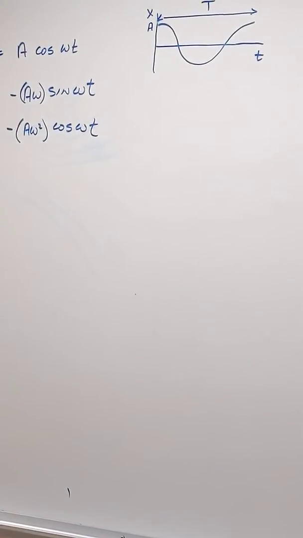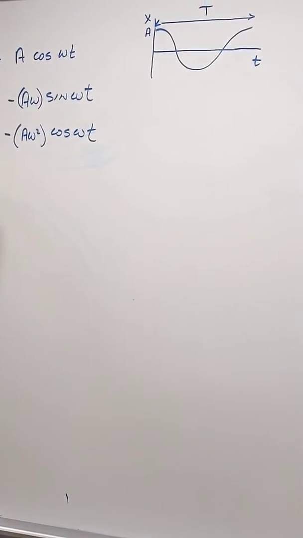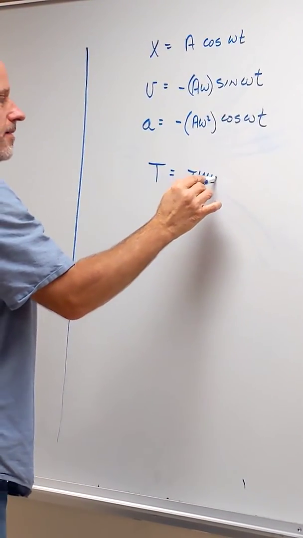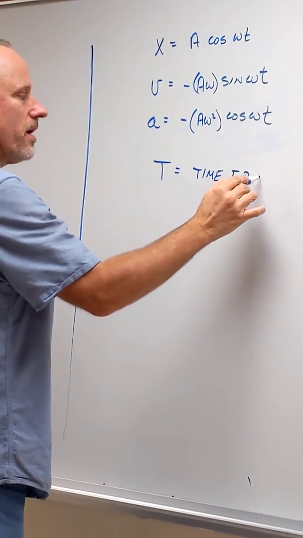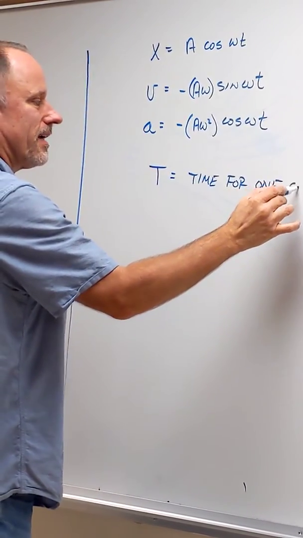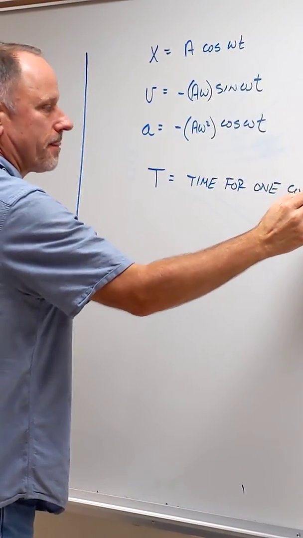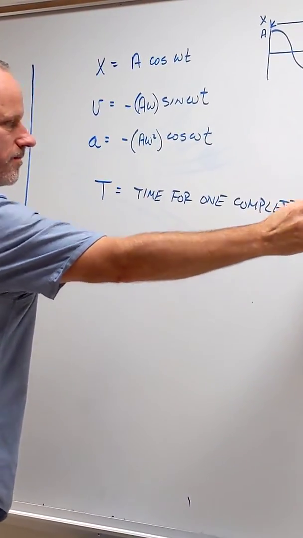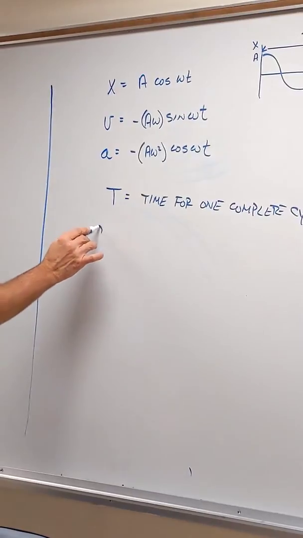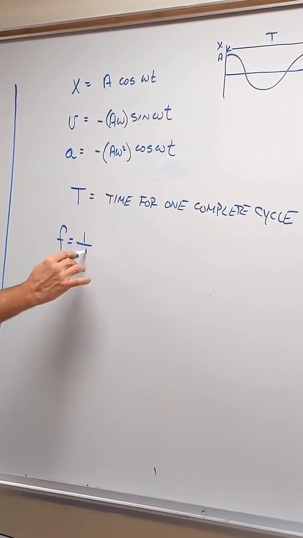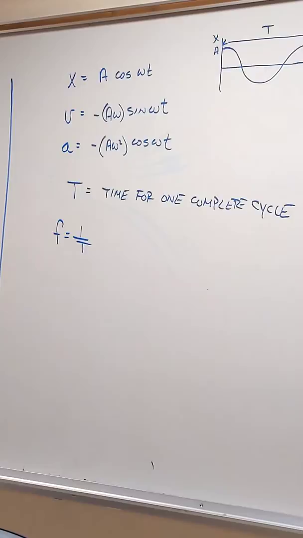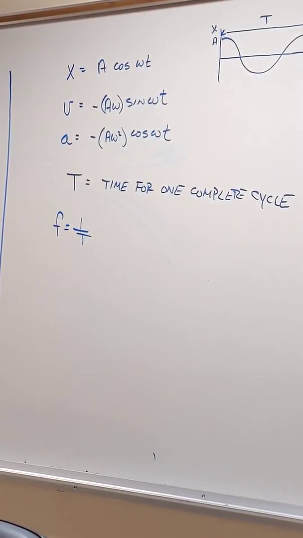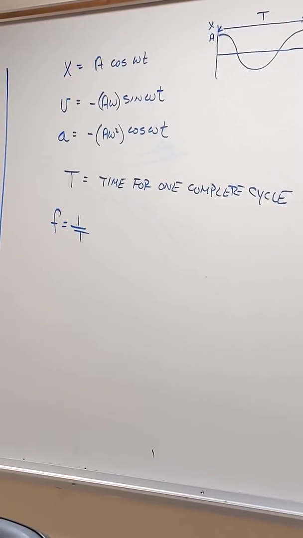Does that make sense? So period is the time for one complete cycle. And we know that frequency is 1 over T. How many cycles occur in some period of time is frequency, also known as hertz.